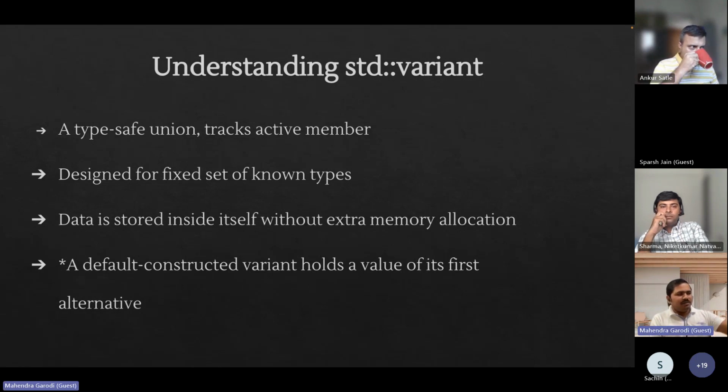You might be saying there is a small star there. I have put terms and conditions apply. The condition here is, let's say your first type itself doesn't have a default constructor, a constructor without parameters. You need to pass some parameters to initialize that one. In that case, this can't be default initialized, and for that we have another provision called std::monostate. We'll see that in upcoming slides.